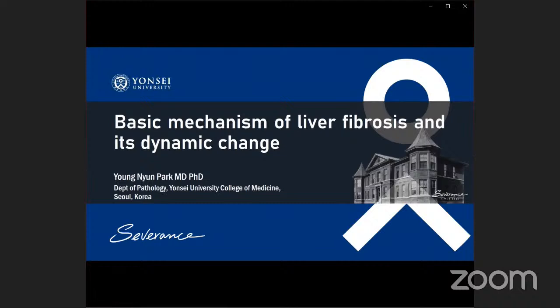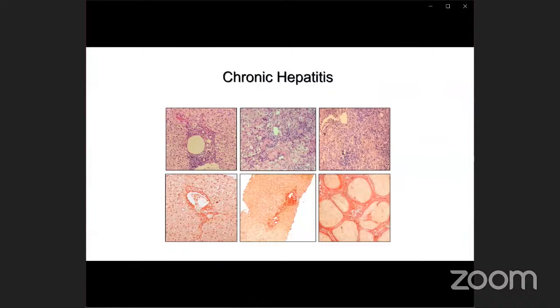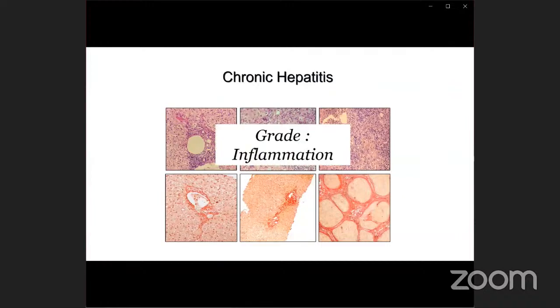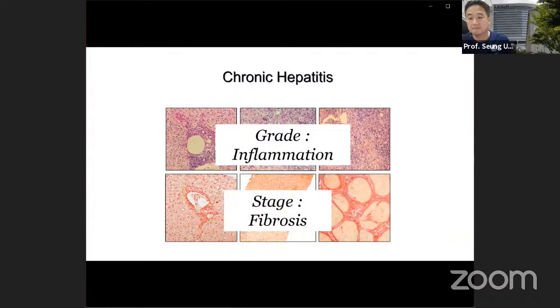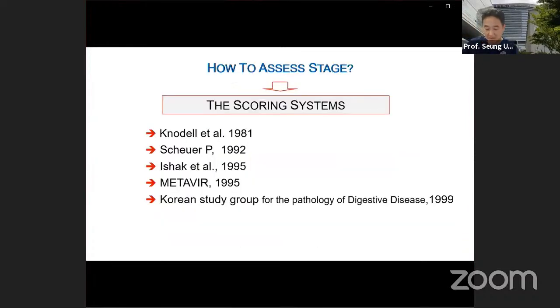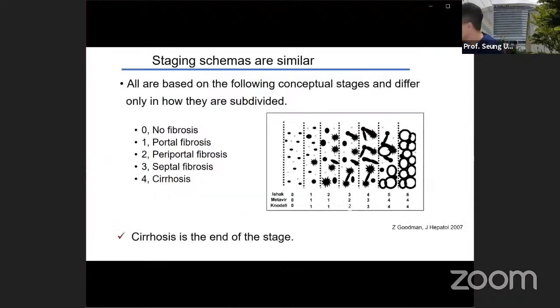Today my talk is the basic mechanism of liver fibrosis. In chronic hepatitis, grade and stage are the main features, and the grade is inflammation and fibrosis is the stage. And how to assess the fibrosis stage? Here are classical scoring systems including Knodell, Scheuer, Ishak, METAVIR, and the Korean study group. I think you are very familiar with these staging systems.